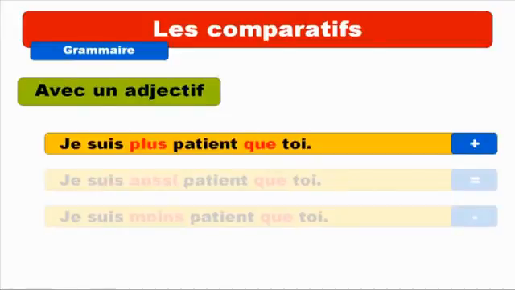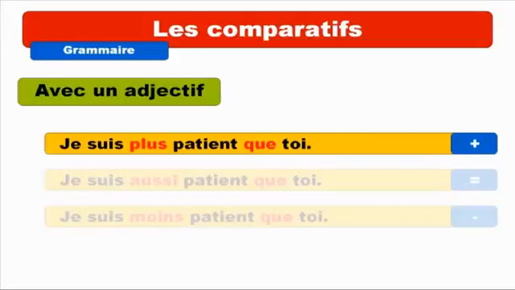Second situation, if you want to use an adjective. First example: je suis plus patient que toi. In this case we only use this plus, then the adjective, and after that you put the que.